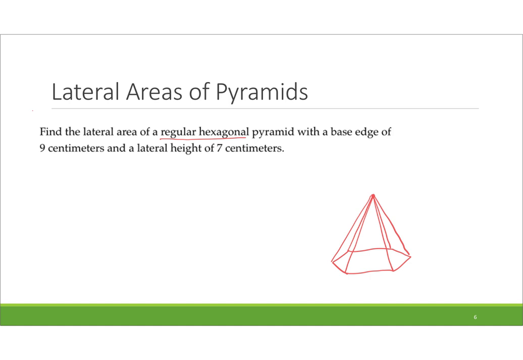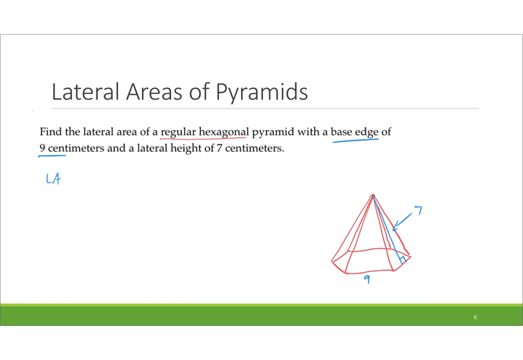So, there is my pyramid, my regular hexagonal pyramid, and now I'm going to write in all of my pieces. So my base edge is 9 centimeters, so that means this edge right here is 9. And then my lateral height, it's going to come from the vertex, and it's going to go down the side and be perpendicular to the base. My lateral height, or my slant height, is 7 centimeters. So this problem is nice to us. It actually gives us a lot of information.